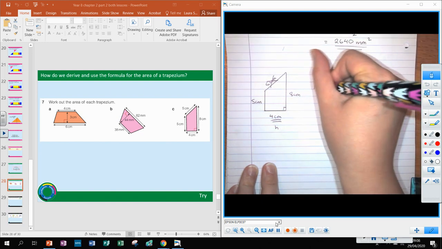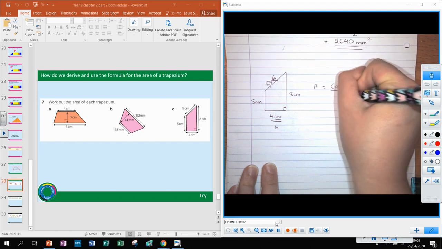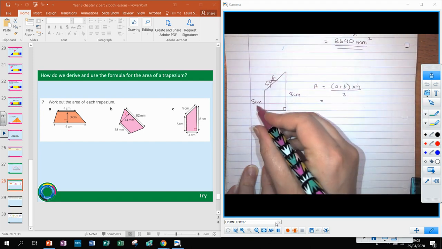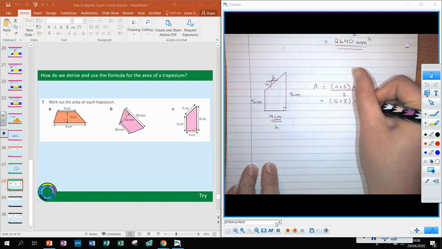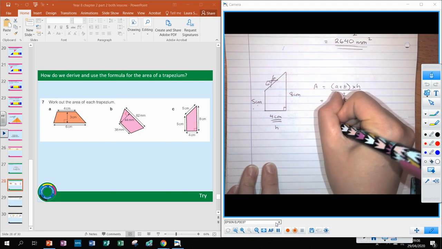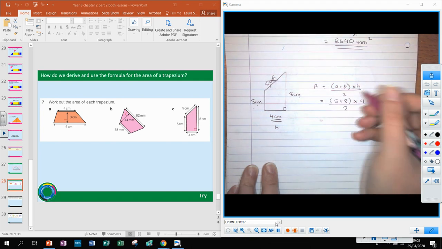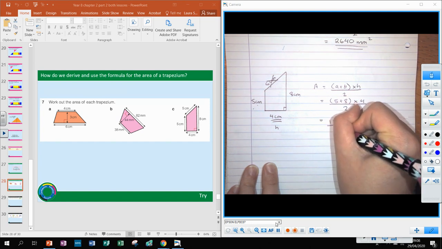Right, so the area is equal to A plus B times the height divided by 2. In this case, A and B are 5 and 8, so 5 plus 8 times the height of 4, all divided by 2. This one we wouldn't need a calculator for, okay? 5 plus 8 is 13 times 4 divided by 2.